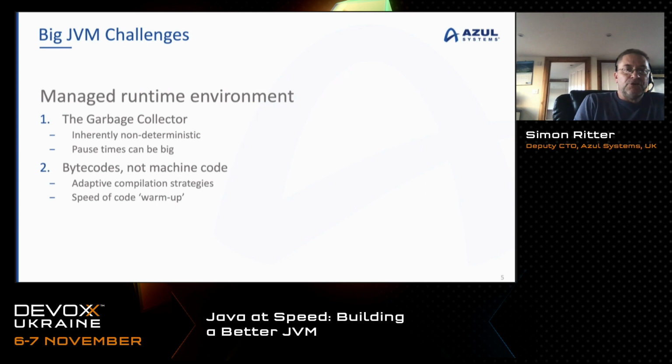Second thing is this idea of byte codes and not machine codes. And the whole adaptive compilation strategy has a big impact over how performance works. And again, most importantly, this speed of warm-up, the fact that we have to go from interpreted through C1 compiled code, profiling, C2 compiled code, de-optimizations, and so on, before we get to that optimum level. That time is something that we want to reduce.